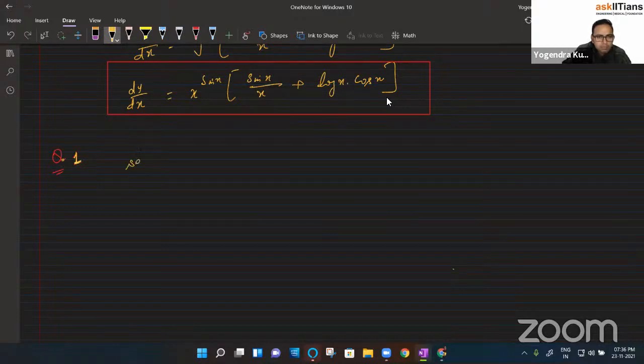Now, guys, differentiate secant of tan inverse of x. Tell me the answer, proper answer, guys.